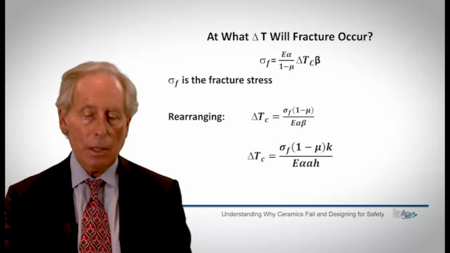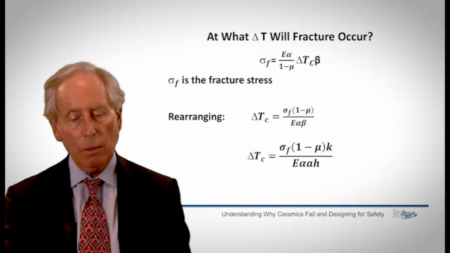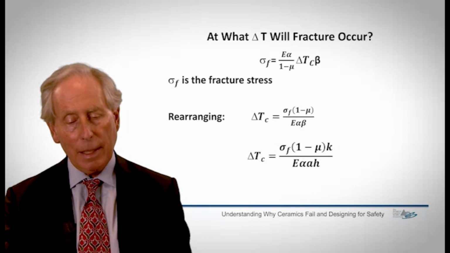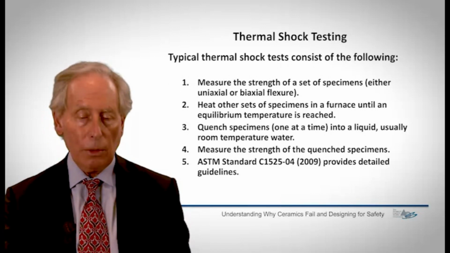Thermal conductivity is known. But the conditions under which you quench, which will determine the heat transfer coefficient here, are going to make a big difference on the delta T at which failure will occur. So the rest of the material parameters I can measure, but that's one that I'm going to have to be cautious about. So how do we go about doing thermal stress or thermal shock testing?